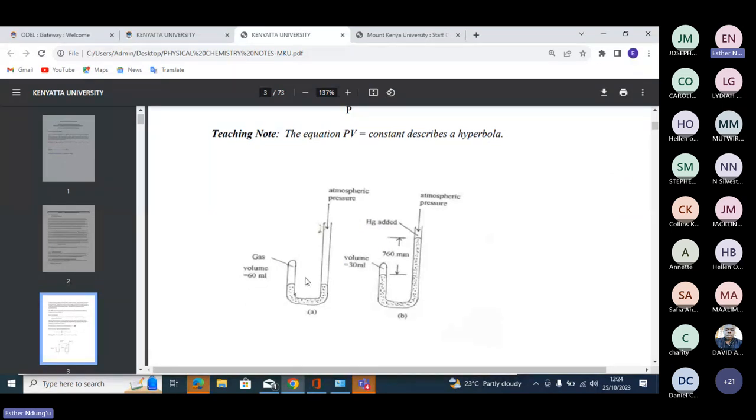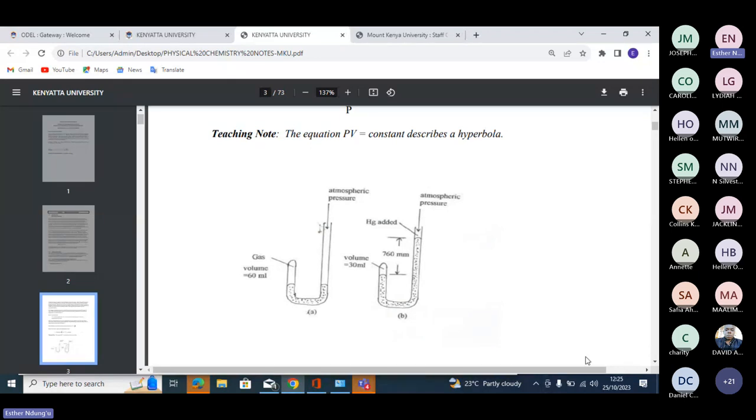So this is the gas, and this is the mercury, and this is the atmospheric pressure. According to Boyle, when you don't have much mercury, it exerts little pressure. So when the pressure is low, in our experiment A, because you don't have much mercury, the volume is 60 mL, for example. But when you increase the mercury, you increase the pressure, and the volume is 30. So basically, when the pressure is high, the volume is low, and when the pressure is low, the volume is high.